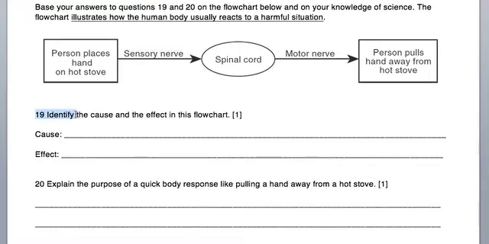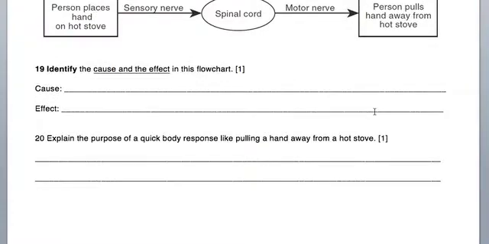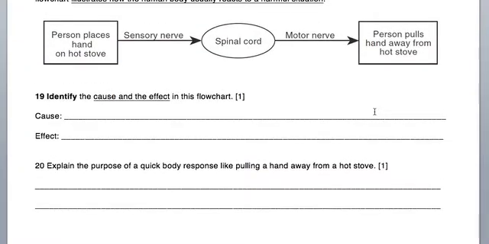Now it asks me to identify, and I like to box that, identify the cause and effect in this flowchart. So the cause, what started this, would be the person places the hand on the stove. The effect would be the person pulls the hand away from the hot stove. I saw very few mistakes in that, but what I did see, almost every single person got this wrong, was number 20. The question asked you to explain, I would have boxed that, the purpose for a quick body response like pulling the hand away from the hot stove. So basically, what is the purpose of pulling away quickly or having a quick reaction?